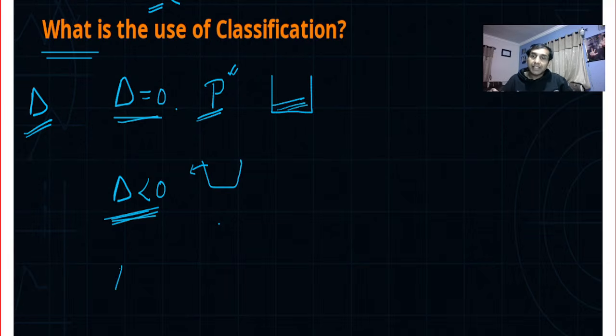Now imagine delta is greater than 0. Just imagine the delta value comes greater than 0, and immediately I am able to understand it is hyperbolic, and it means we are talking about a wave type of model. Did you get the point? We are talking about a wave type of model.